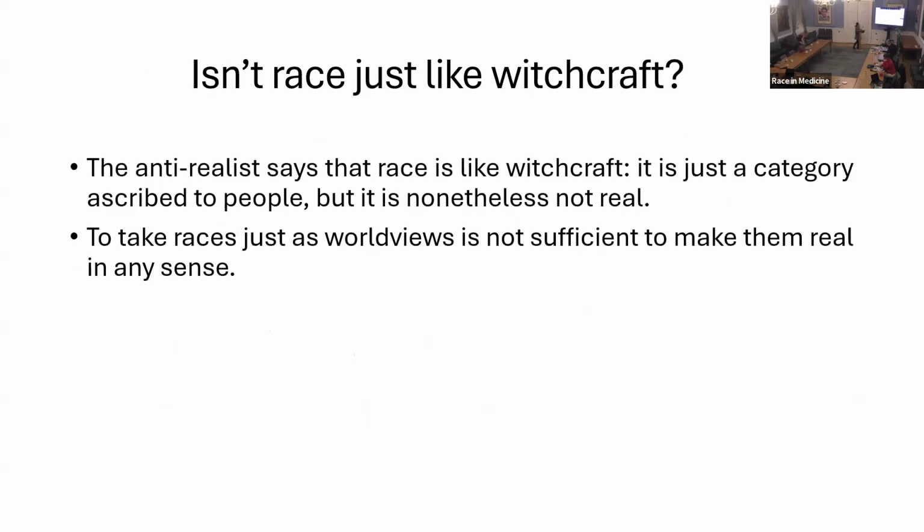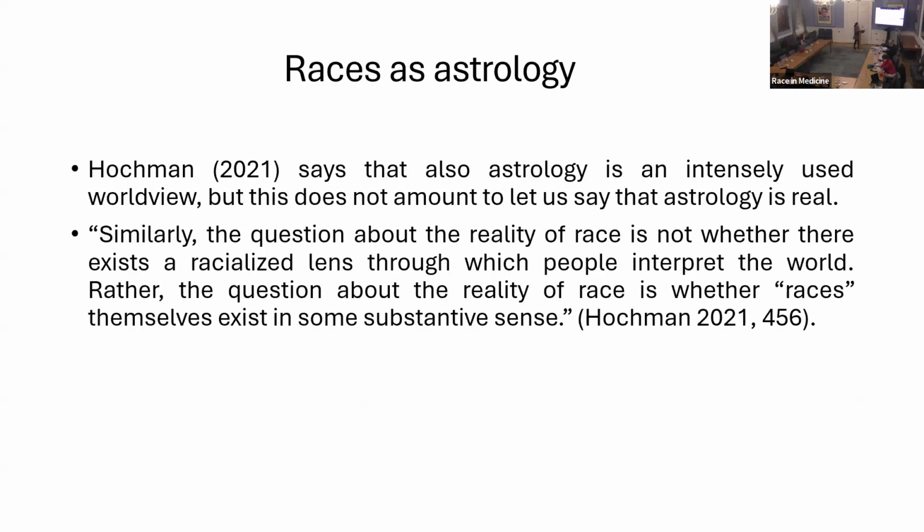So the anti-realist says that race is like witchcraft. It is just a category ascribed to people, but it is not real. And to take race just as a worldview is not sufficient to make it real in any sense. So for example, Ockman compares race to astrology, and says that astrology, like race, is an intensely used worldview, but this does not amount to saying that astrology is real.